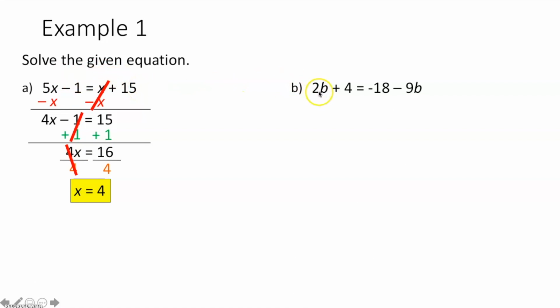Part B, we have 2b plus 4 is equal to negative 18 minus 9b. Simplify, move, solve. That's how you solve an equation. So first, simplify both sides. Done and done. This has a b, this doesn't. This has a b, this doesn't. So we can't combine anything.